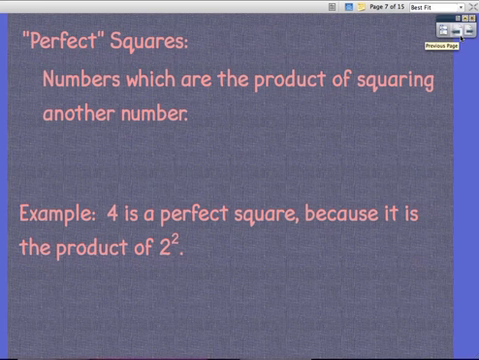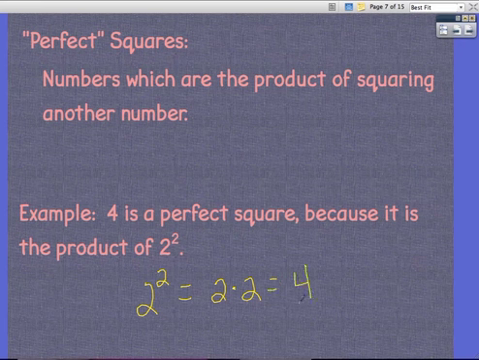Useful information to know are our perfect squares, or numbers that are the result of squaring another number. What does that mean? For example, 4. 4 is a perfect square because we can take 2 and square 2, and we end up with 4. Remember, this tells me how many 2's I'm multiplying together. 2 times 2, and that gives me 4. Because I can square some other number and get 4, 4 is a perfect square.